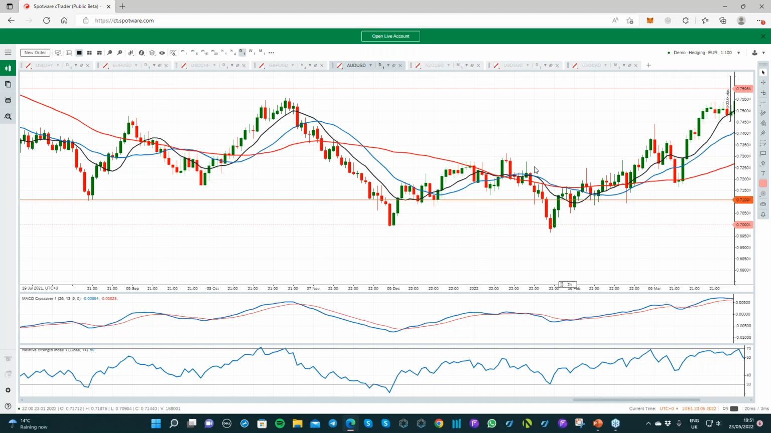Remember, it's about consistency. It's about taking those 100 trades and winning 70 of them. And if you're just trading at 1% risk, but you're winning 70% of your trades, that is going to be a profitable equity curve.